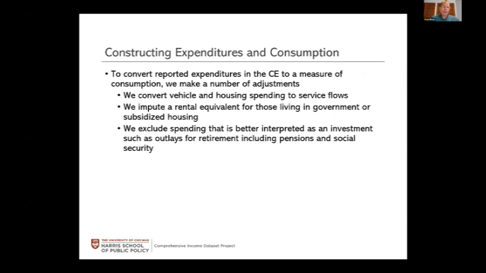In constructing consumption, we start with expenditures, but then we make a number of adjustments. We convert vehicle and housing spending to service flows. We impute rental equivalent for those living in subsidized housing, and we exclude spending that is better interpreted as an investment, such as outlays for retirement, including pensions and Social Security.